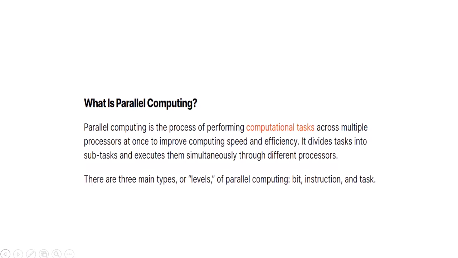Parallel computing is the process of performing computational tasks across multiple processors at once to improve computational speed and efficiency. In parallel computing, different processors work in parallel on a particular task, and the goal is to improve speed and efficiency. It divides a process into tasks and subtasks and executes them simultaneously.